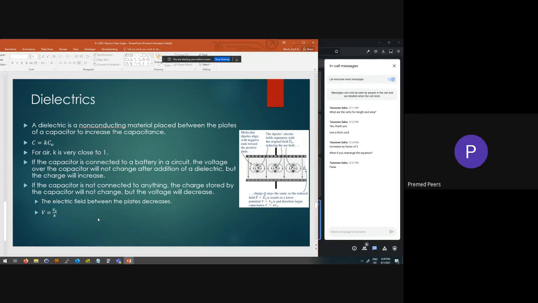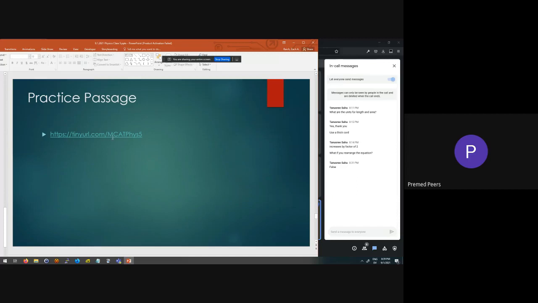Anything else? All right, here's the passage. I'm going to stop sharing and give you that link. Let me know if this doesn't work for anyone. As usual, take about 15 minutes on that. Since there's just a few of you, you can just let me know when you're done, and then we'll go over the answers. If you have any questions or need a hint, I can give you that as well.